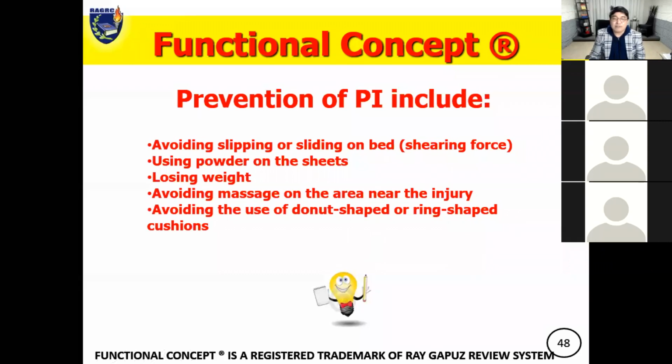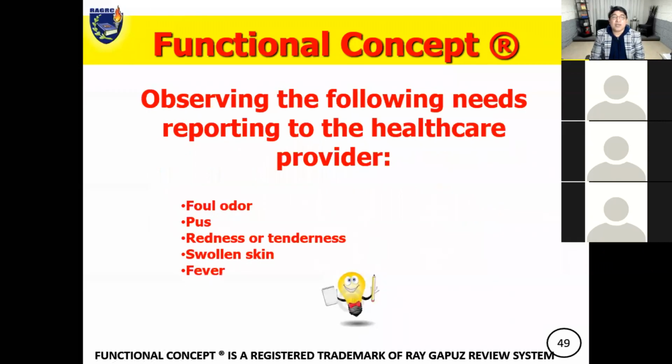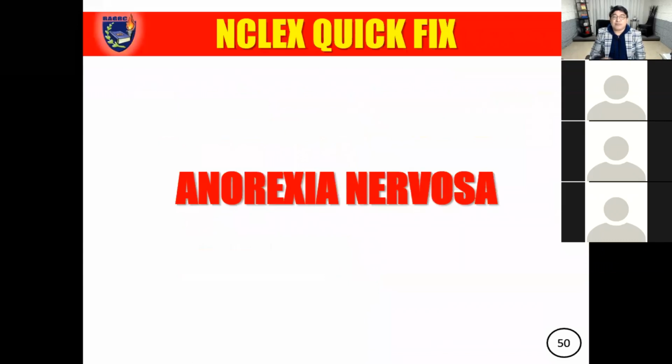Now, this is very, very important. What are the things that we need to observe and report to the healthcare provider when a patient has a pressure injury? Observe for foul odor, the presence of pus, redness or tenderness, swollen skin, and fever. And you need to refer this to the healthcare provider.